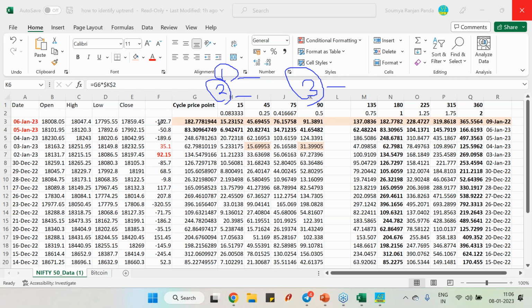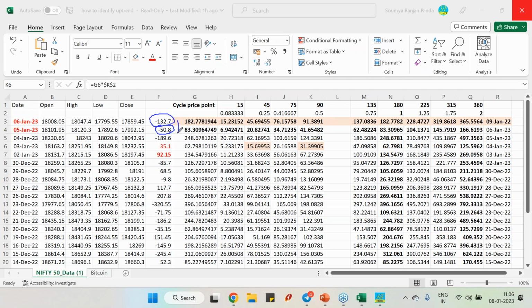On 6th January, a 132 point negative closing happened in Nifty. What price has it closed at? Don't bother about that. It has closed at 17,000, 18,000, 19,000, whatever. Net, it has closed minus 132 points. Before that, it closed minus 50.8 points. Means on 5th January, a negative closing of 51 points, and on 6th January, a negative closing of 132 points.